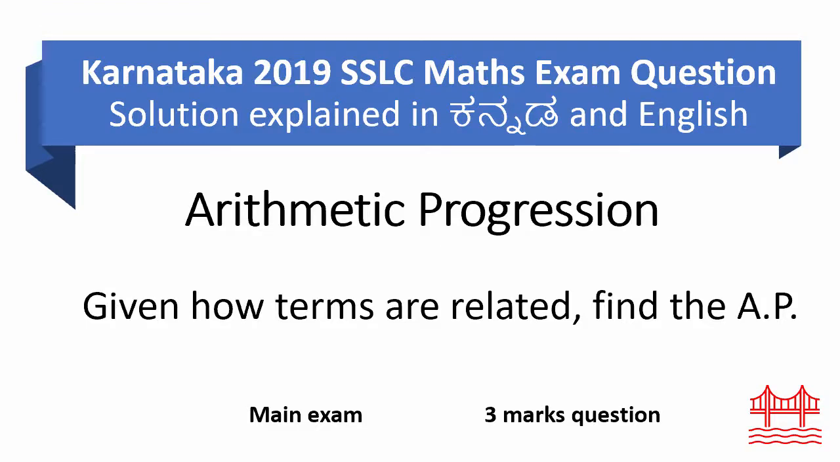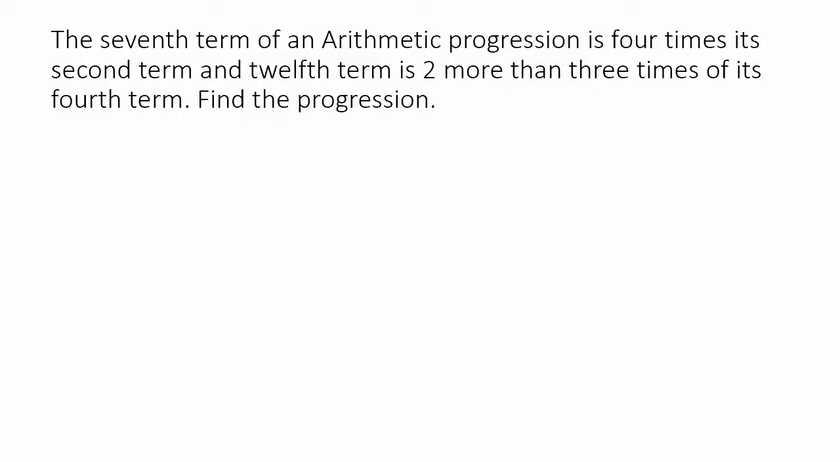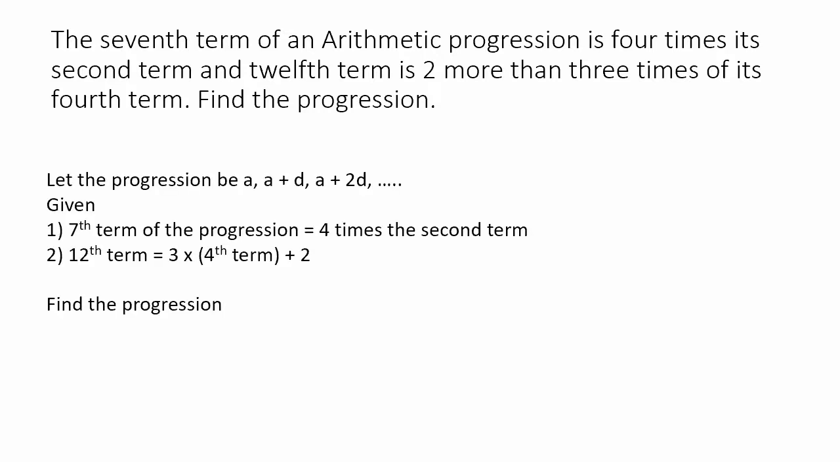Let us try to solve a 3 mark arithmetic progression question. The question gives a relationship between two terms. So there are two such relationships: one between the 7th and 2nd term, and one between the 12th and 4th term. Let's see what those relationships are.